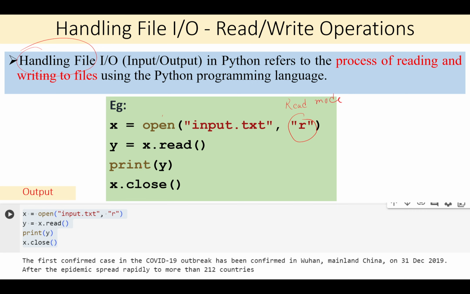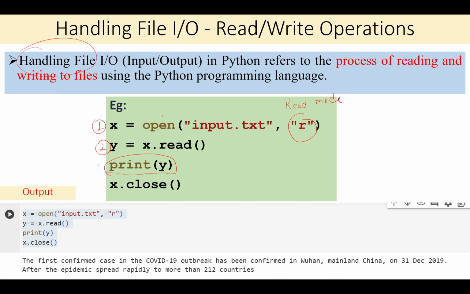Now we come to the second line. This is my first line, and we come to the second line. The second line is actually reading the entire content of the file, and after reading the entire content of the file, we are storing it in a variable y. And after that, we are printing all these lines. After reading all the lines in the text file, we display all the lines.